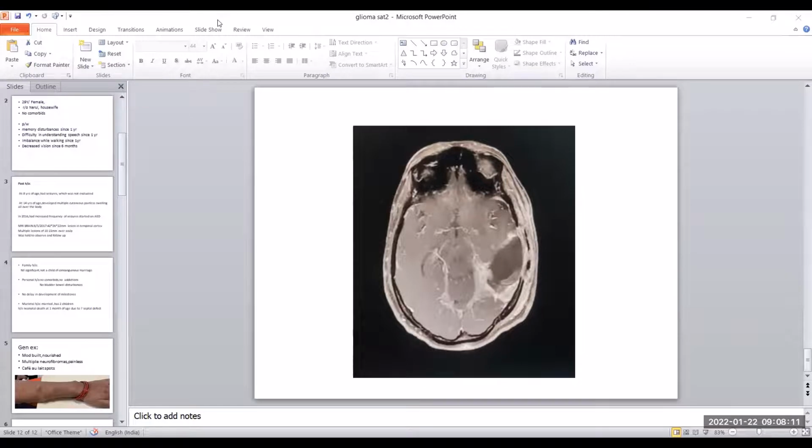Now, why is this necessary? This is necessary because when you look at the management of grade 2 glioma, and now we'll take a few steps backwards. So we have been asking questions to Hemant and Ye.